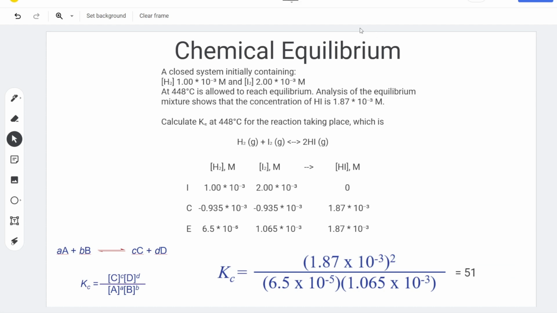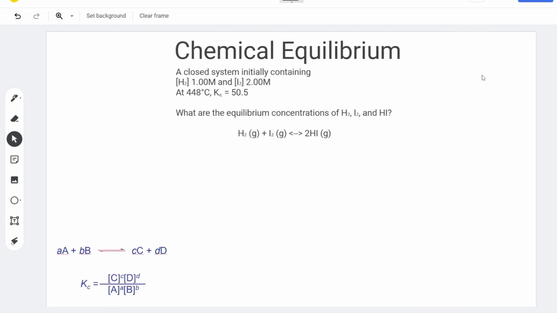Let's take a look at another problem. A closed system initially containing 1 molar hydrogen and 2 molar iodine at 448 Celsius. The equilibrium constant equals 50.5. What are the equilibrium concentrations of H2, I2, and HI, given the following reaction? So, we're going to use an ice table for this problem. But instead of solving for the equilibrium constant, we need to solve for the equilibrium concentrations. So again, let's fill in what we know in this ice table.